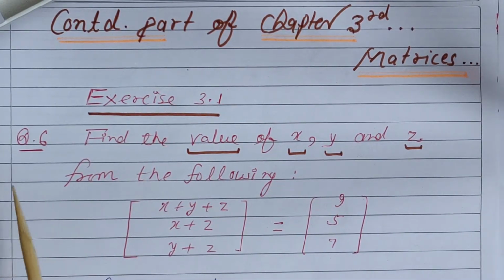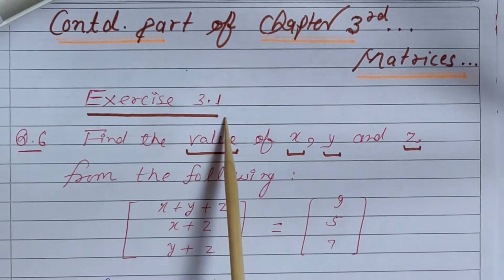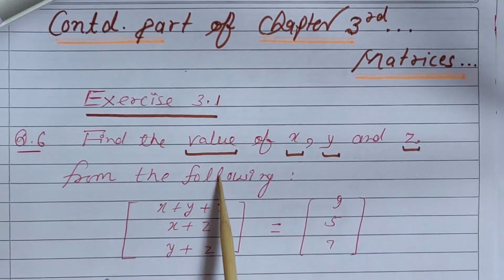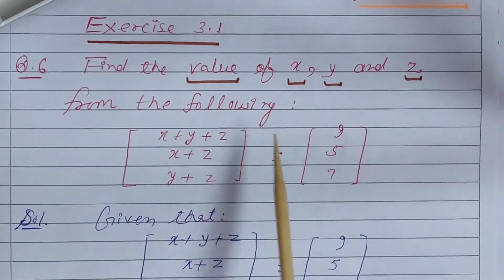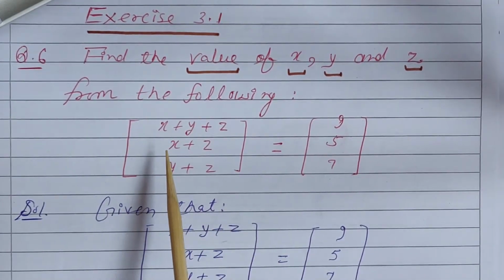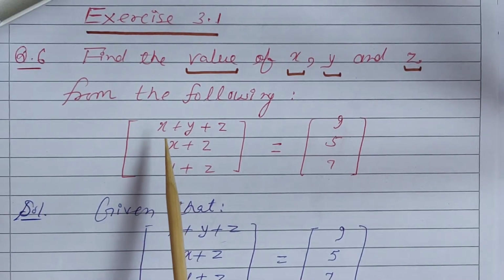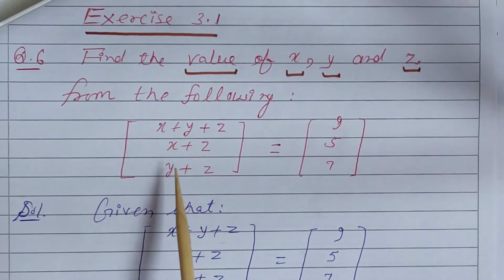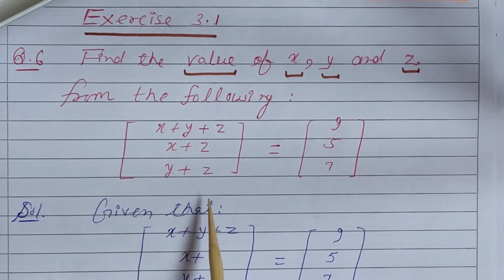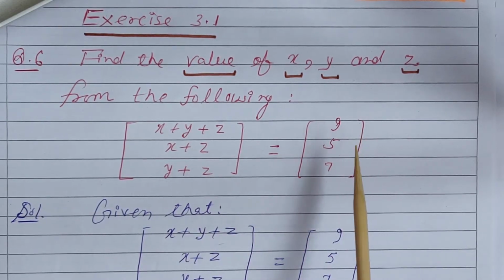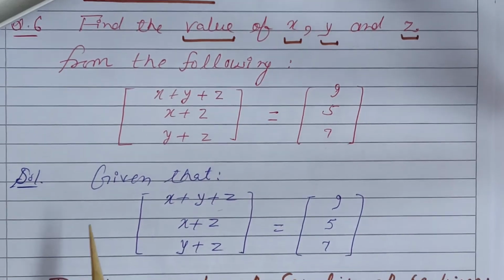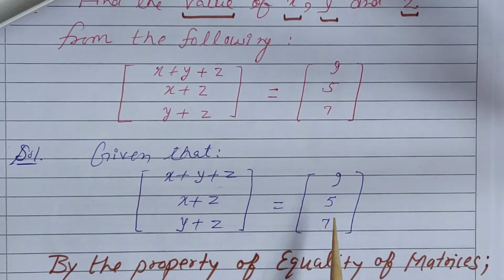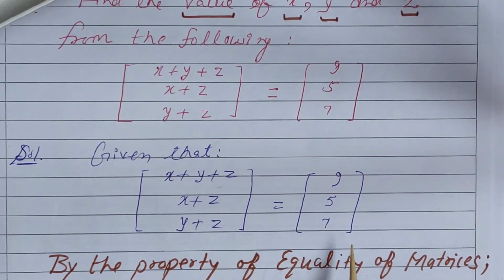Now we are doing question number 6 for exercise 3.1. Find the value of x, y and z from the following. Here it is a matrix. In this matrix x plus y plus z, then x plus z, then y plus z equals 9, 5, 7. Now in this solution we have given that these two matrices are equal.